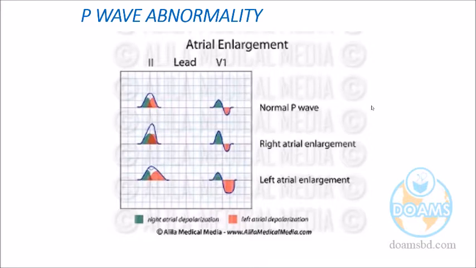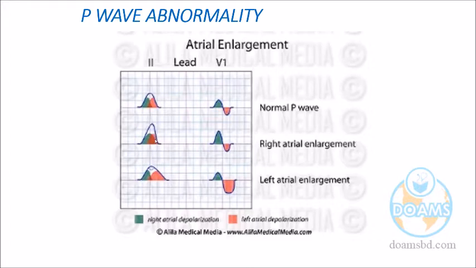We have to remember the appearance of the normal 12-lead ECG. In V1 it is biphasic, so this is the normal P wave. Now come down to right atrial enlargement. The appearance will be as such. It will not be that high. The colored area is the changed appearance of the P wave.